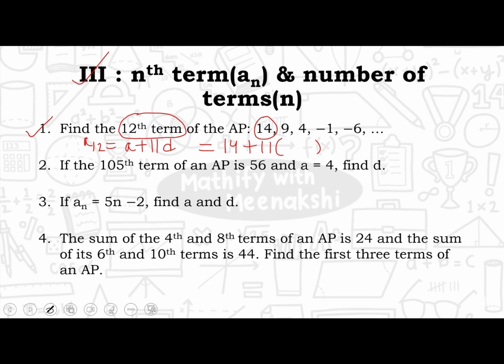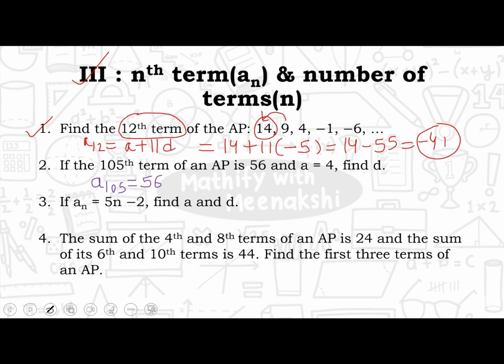Now what is your D? D is your difference but always in reverse order. That is 9 minus 14. You can write minus 5. If you solve, you will get 14 minus 55, and that is minus 41. Let's move to second question. Here it's given that your 105th term, you can write A105, is 56.